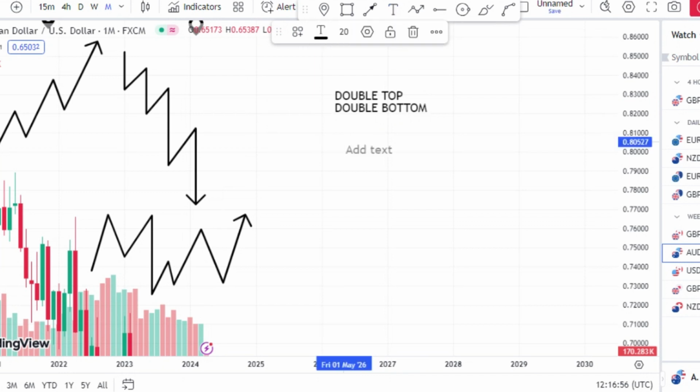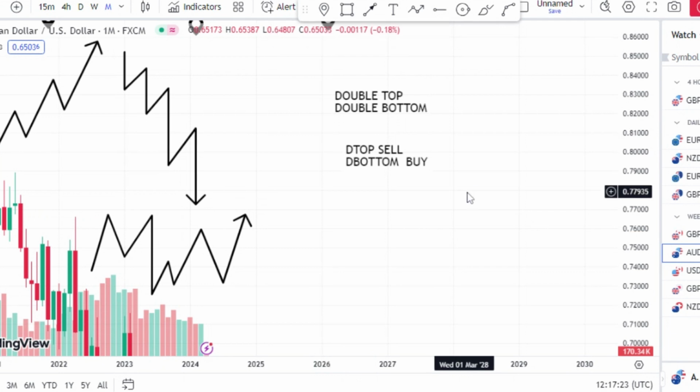Anytime you encounter a double top, it will always promote a sell. And anytime you encounter a double bottom, it will always promote a buy. But that does not mean that anytime you see it, you buy or sell. No, there are still other factors that you have to consider.